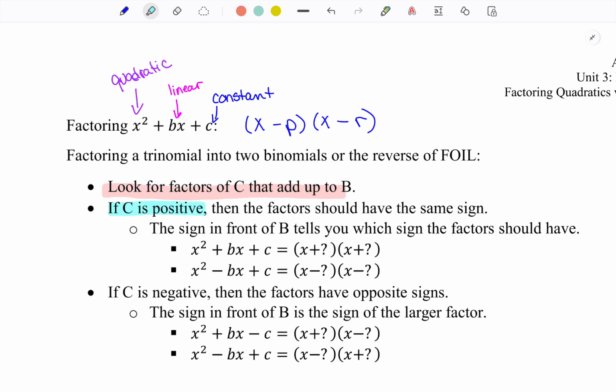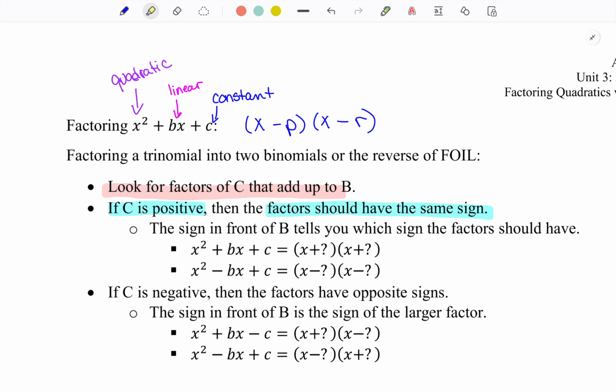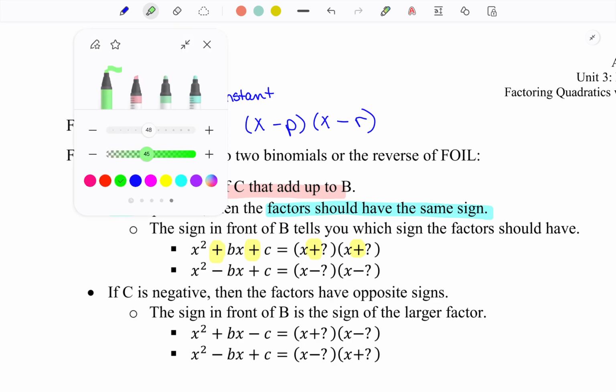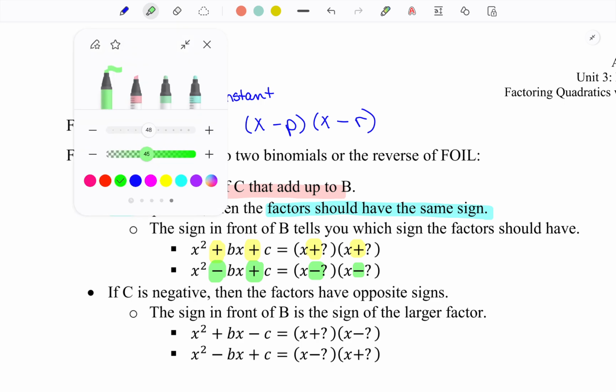We do have some clues from our signs that make this a little bit easier. So first of all, if our C is positive, then our factors should have the same sign. So the sign in front of B actually tells you what sign you are going to need. So if C is positive and B is positive, then both those signs in the middle are going to be positive because two positive numbers multiplied together will give you a positive result. And then if C is positive and B is negative, both signs will be negative because a negative times a negative equals a positive. So again, your integer rules are coming into play here.